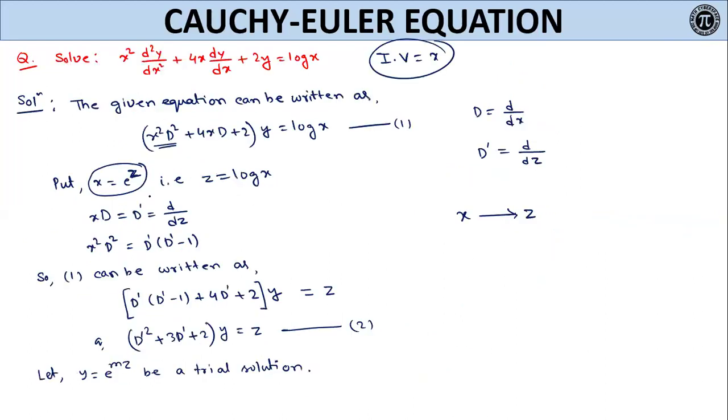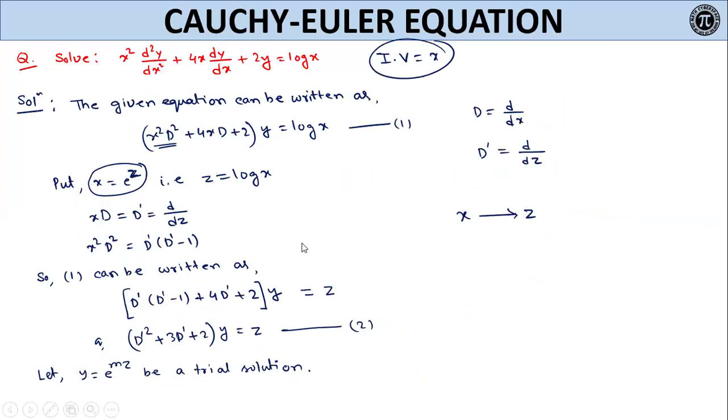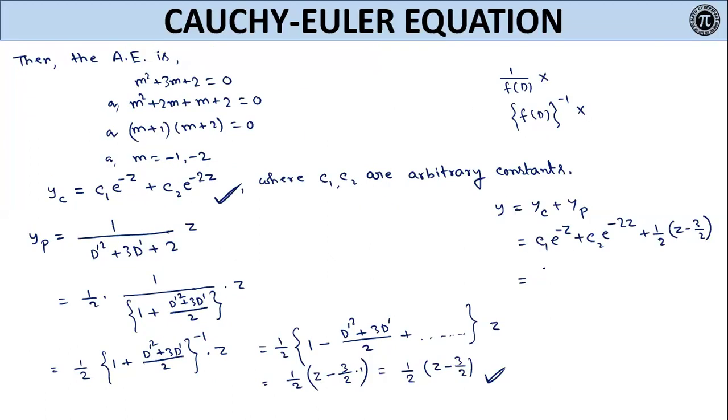Here you can say e to the power z equals x. So what will be e to the power minus z? Just 1 by x. Yes or no? So in place of e to the power minus z, we can write c1 by x, or you can write c1 x inverse.